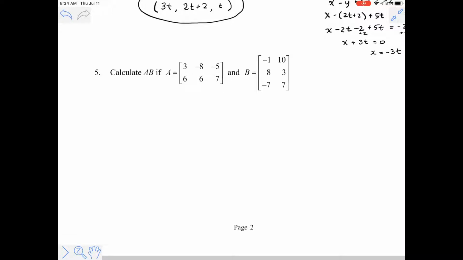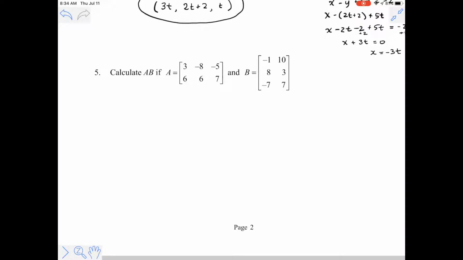Question 5 is from 6.3, operations of matrices, adding, subtracting, multiplying. So we're going to multiply these two matrices together. First thing to check, though, is if the matrix multiplication is possible.